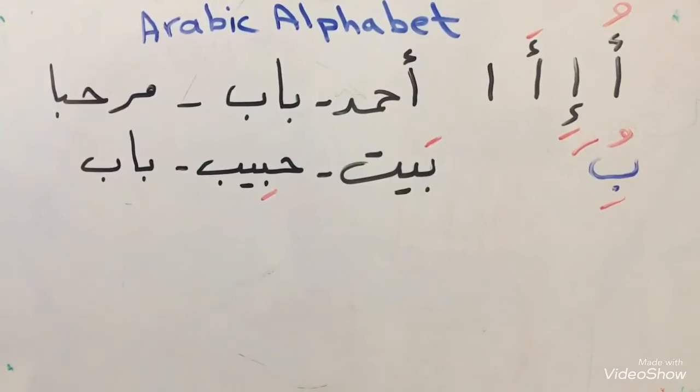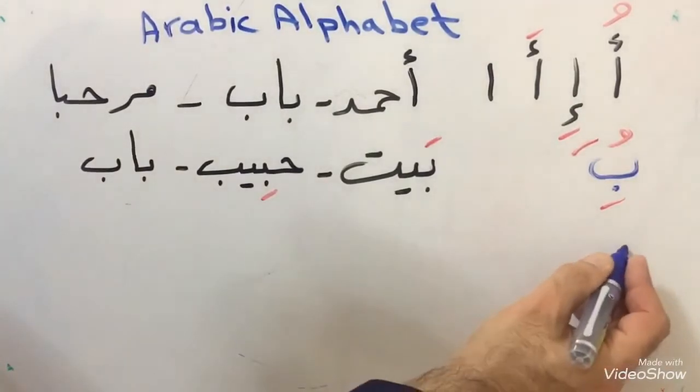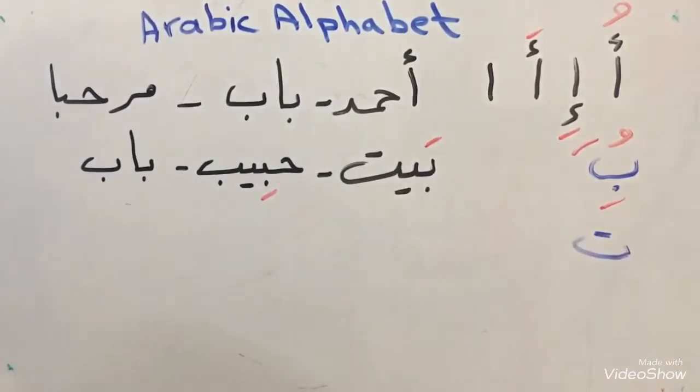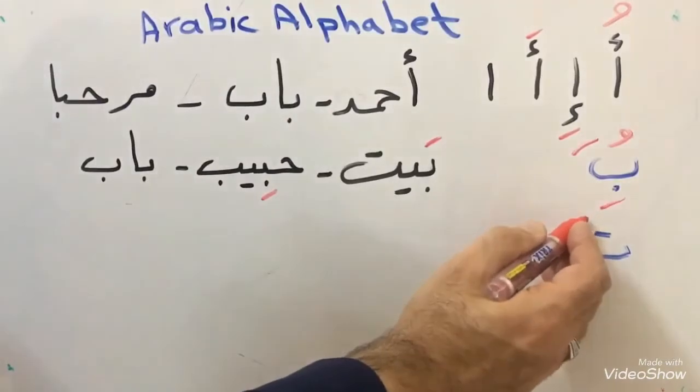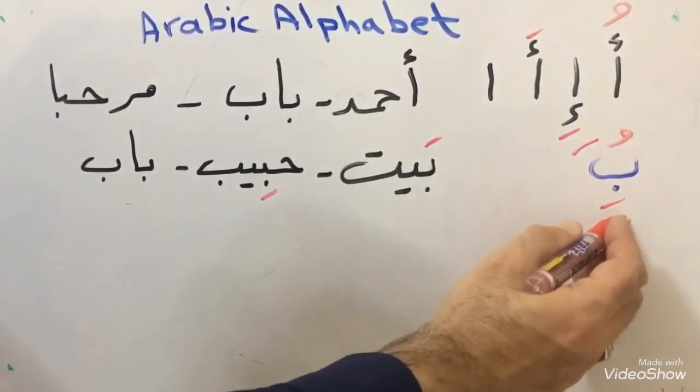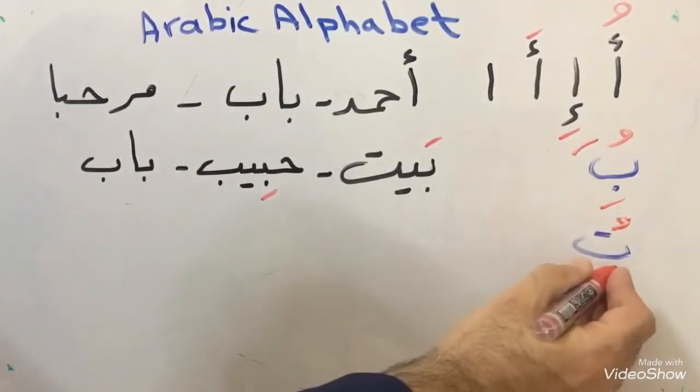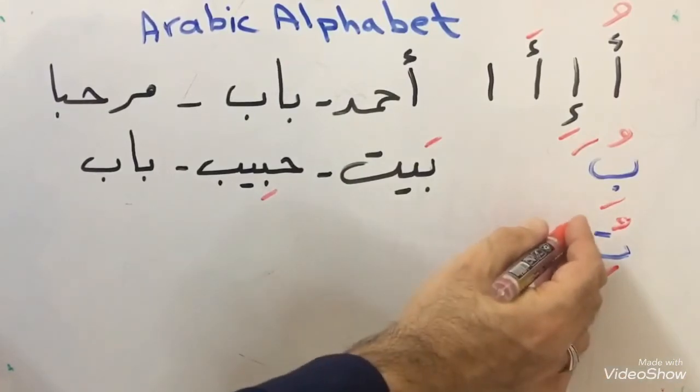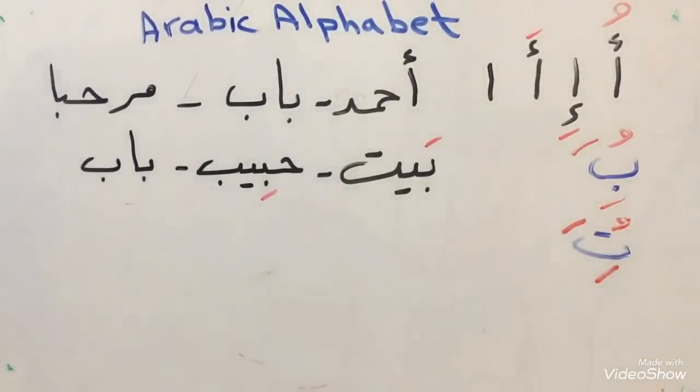The third letter in Arabic alphabet is Ta. In the same way, we have Dhamma over it. So we say Tu. Kasra under, Ti. Fatha over, Ta. Tu, Ti, Ta.